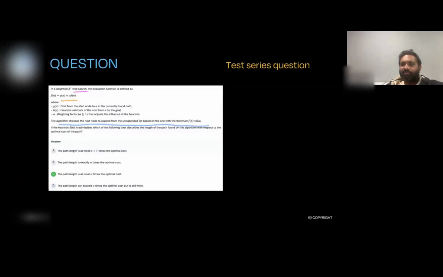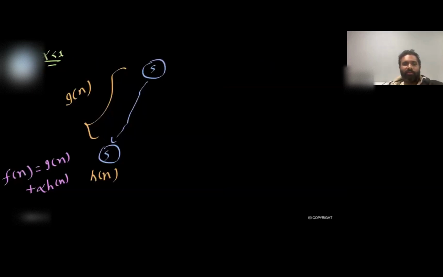I'm considering g(n). Every time I'm considering the node which has a minimum length. So what search is this? Uniform cost search. Yes, very good. So this is a uniform cost search if alpha is 0. If alpha is 0, then I will have an optimal path, or whatever path is found by my algorithm will be optimal, because uniform cost search will give me the optimal path. That is something we know.